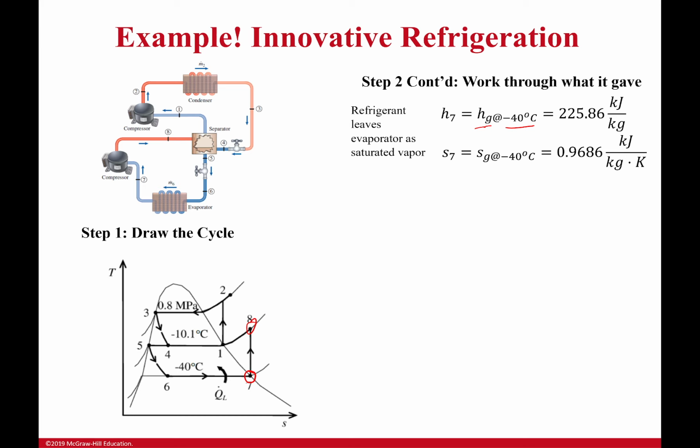So point 8 is superheated. We aren't given a pressure for it, but luckily for us it's the same pressure as points 1 and 5, which we saw was 200 kilopascals, and that was from the tables. For a saturation temperature of negative 10.1, you're at 200 kilopascals. So that's another thing you can find here to make it easier on yourself.